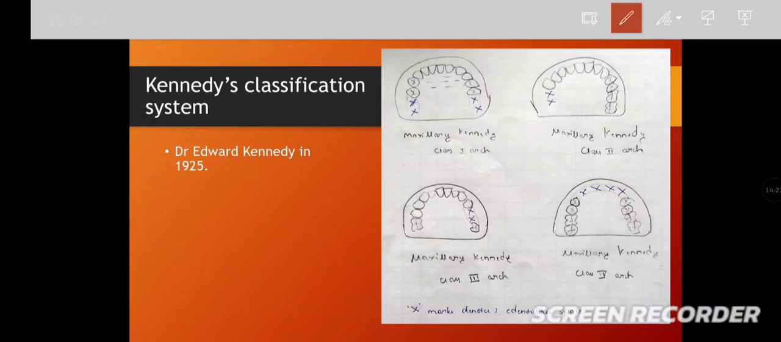So class 1, you can see in the picture here bilateral posterior teeth are missing. Class 2, you can see unilateral posterior teeth are missing. Class 3 shows a typical tooth-supported partial arch, that is, it has teeth on both sides of the edentulous space. Class 4, you can see that anterior teeth are missing and it is crossing the midline. So it is class 4.